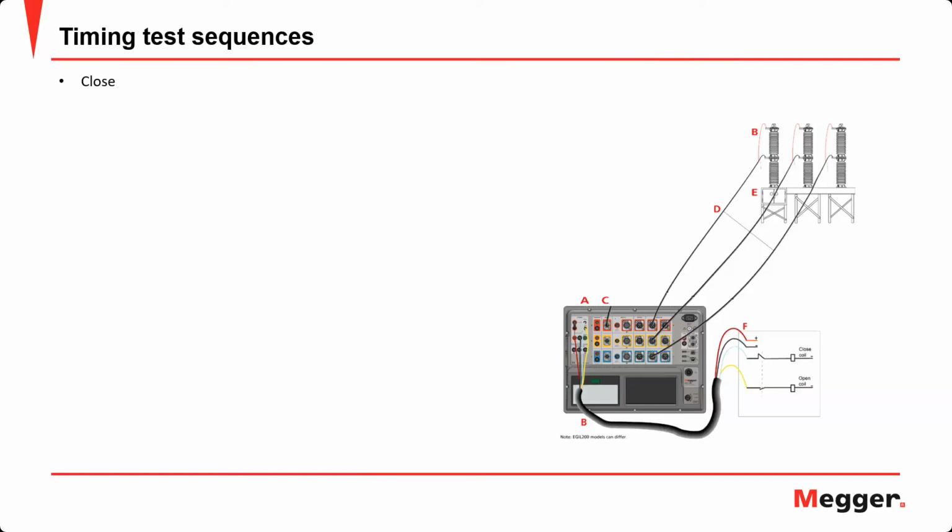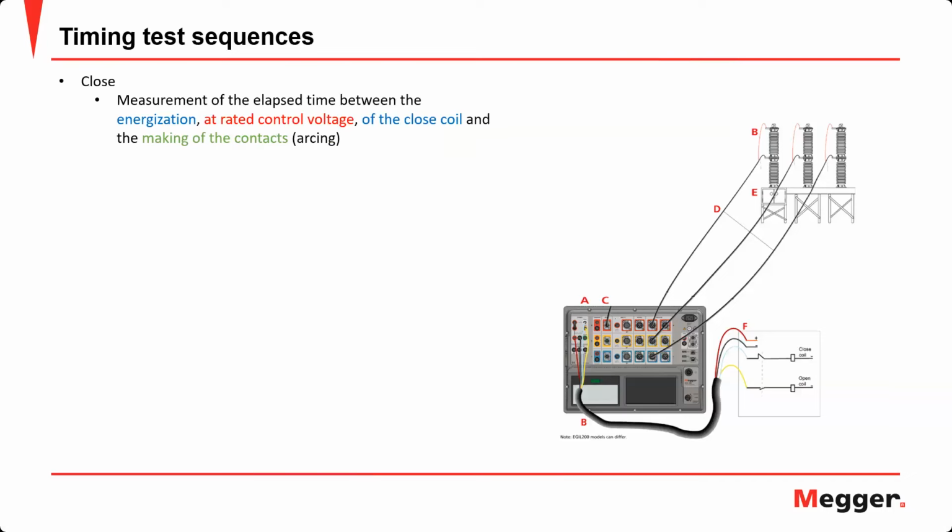There are many test sequences for the timing test used to simulate different conditions. The first is the close test, measured by the time difference from energizing the close coil till the contacts close. And it is important to do this test at the rated control voltage of the coil, because if you reduce this voltage, it might take a longer time to close and open the breaker.